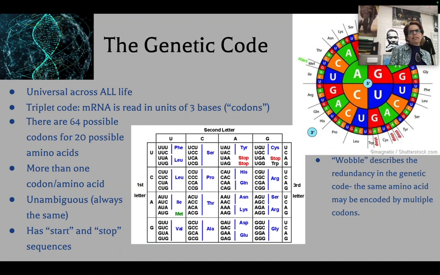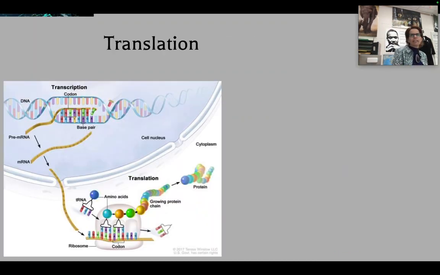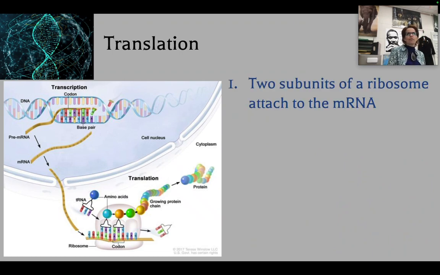Wobble describes the redundancy in the genetic code, the idea that the same amino acid may be encoded by multiple codons. And then it says the codons that code for the same amino acids differ only in the 3rd nucleotide. All right, on to translation. So we did transcription where we made the mRNA.